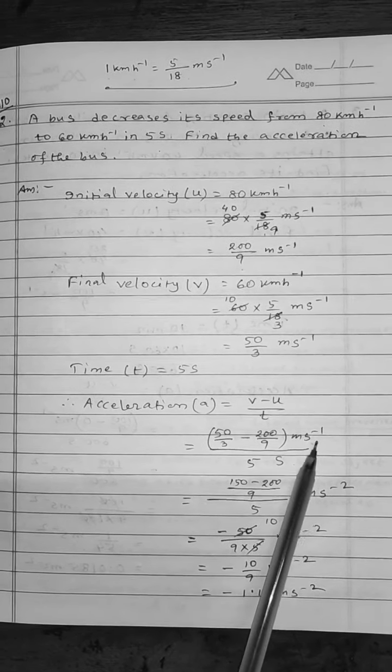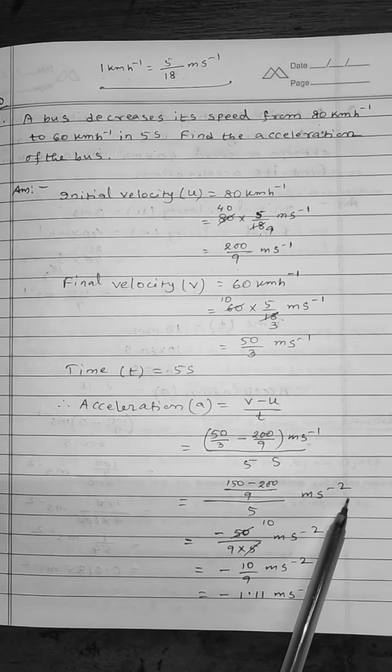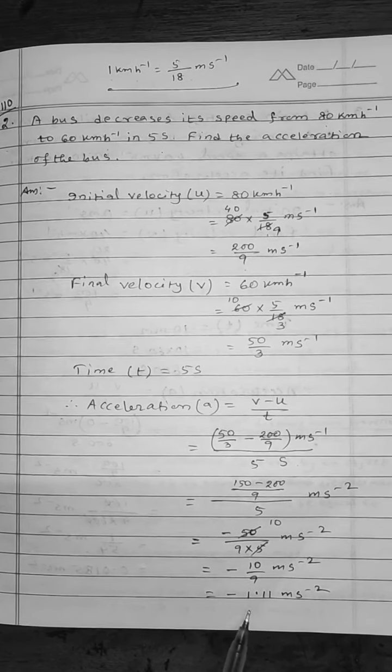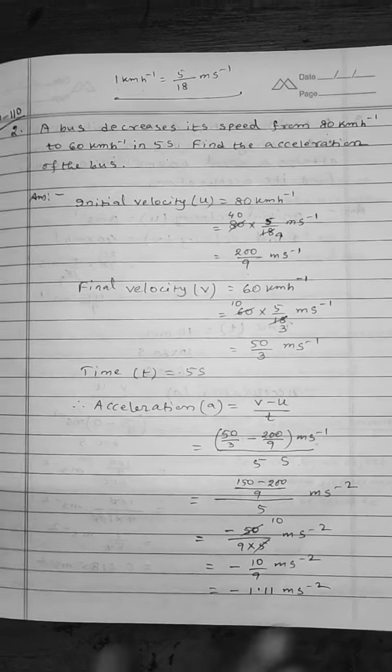Because when the second goes up, the power will be s to the power minus 2 only. After division, your answer is minus 1.11 m/s^-2.